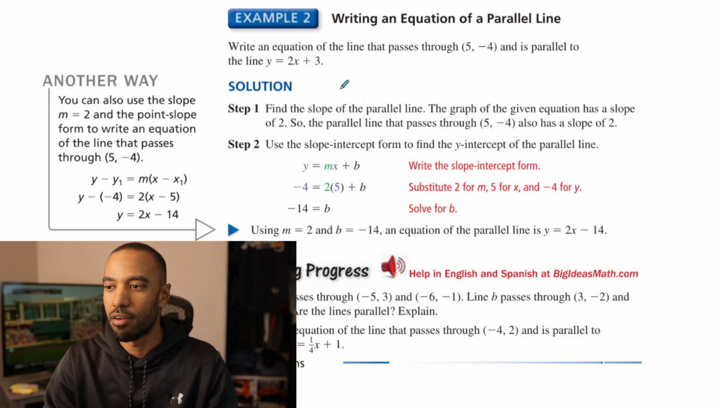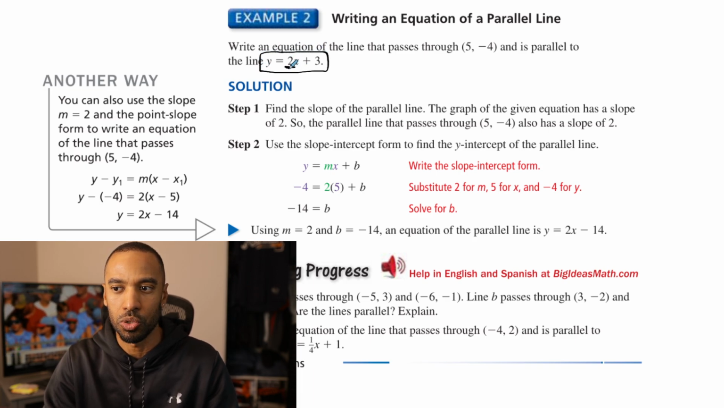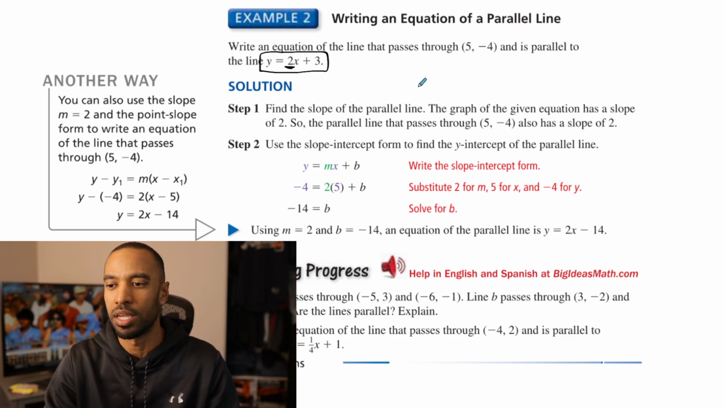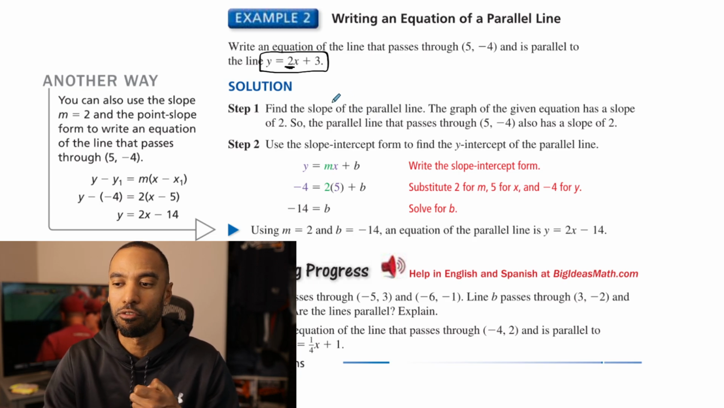First, you find the slope of the parallel line. Now, given that you have this equation y equals 2x plus 3, that's in slope-intercept form, that means 2 is your slope. Not 2x, by the way, but just 2. If your slope here is 2, we should know that parallel lines have the same slope. Therefore, the slope of your equation should also be 2.